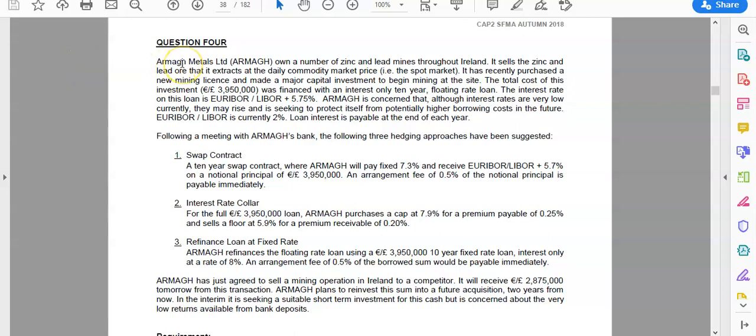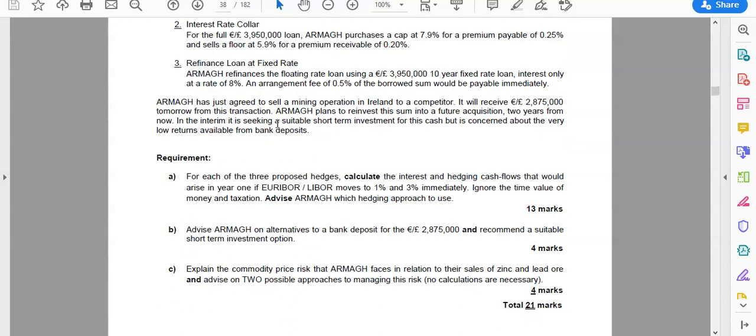In this question, we're looking at autumn 2018 question 4, focused on interest rate risk management for 21 marks. So again, roughly about 40 minutes to do this question in the exam. Part A was interest rate risk management.